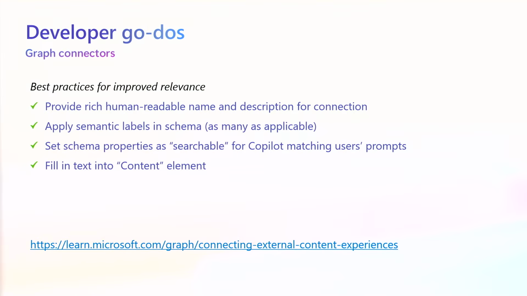And now, of course, as Brian mentioned, it's super important to apply all the semantic labels that you have in the content, and of course, making them searchable so you can have a better experience in retrieving those results. And of course, don't forget to fill out the content element that you have for each connection that you can use specifically to refer to the content description and everything in that connection.